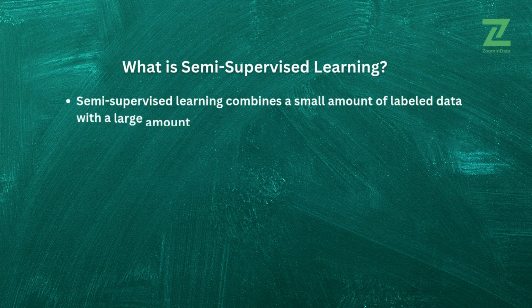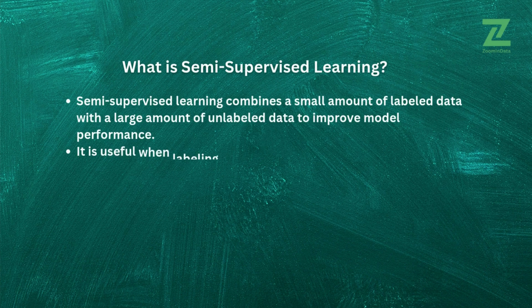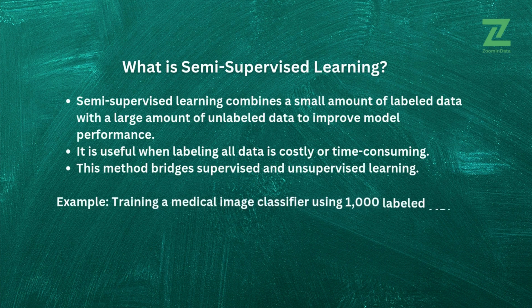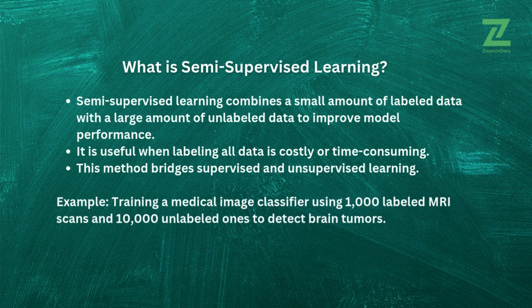Semi-supervised learning combines a small amount of labeled data with a large amount of unlabeled data to improve model performance. It is useful when labeling all data is costly or time-consuming. This method bridges supervised and unsupervised learning.